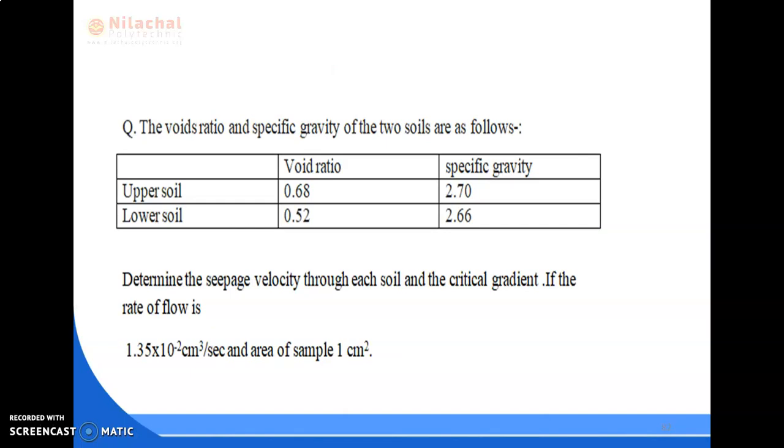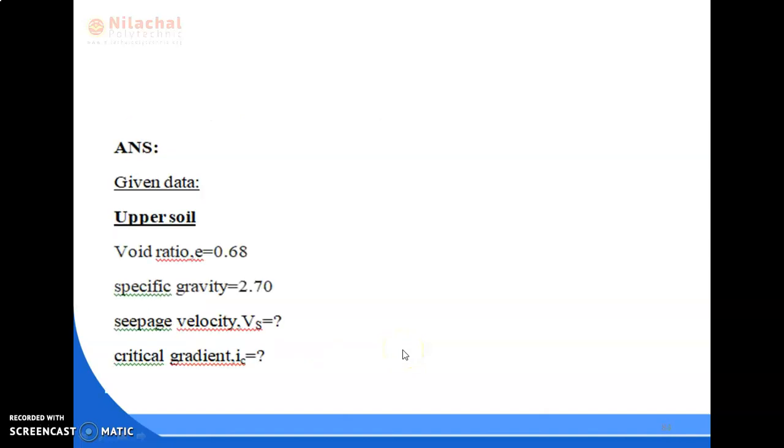Another question. The void ratio and specific gravity of two soils are as follows. Here void ratio and specific gravity of the two soils, upper soil and lower soil, are given. Determine the seepage velocity through each soil and the critical gradient if the rate of flow is 1.35 into 10 to the power minus 2 centimeter cube per second and area of sample 1 centimeter square. So this is our question.